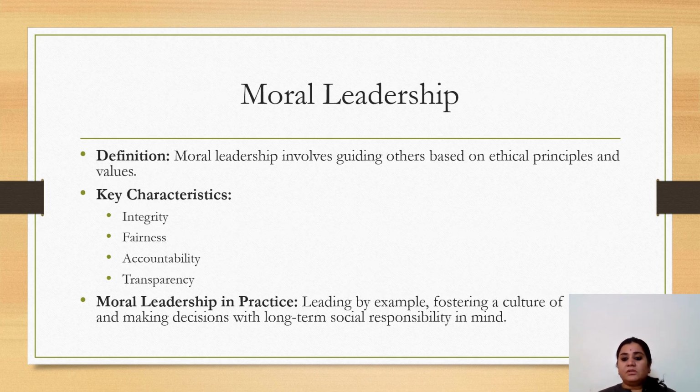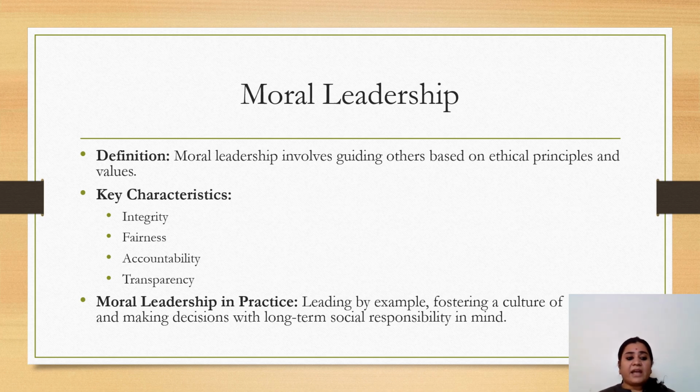Leaders should be moral, as moral leadership is about leading in accordance with ethical principles and values, and also ensuring that a decision and whatever action they take should contribute to a greater good. Moral leaders act as role models. They make ethical choices that promote fairness and justice.